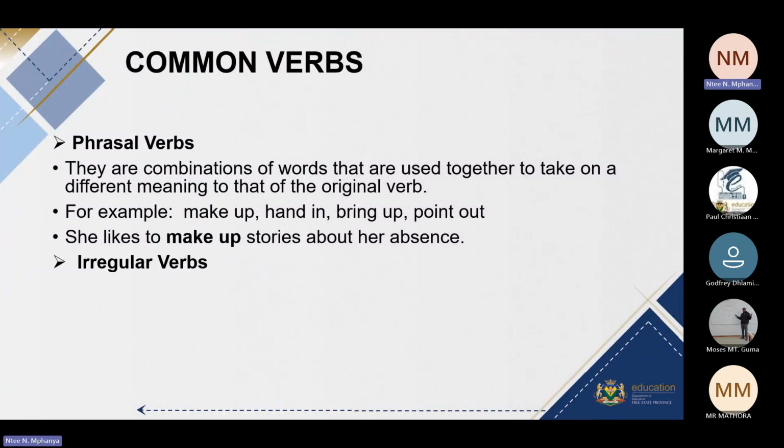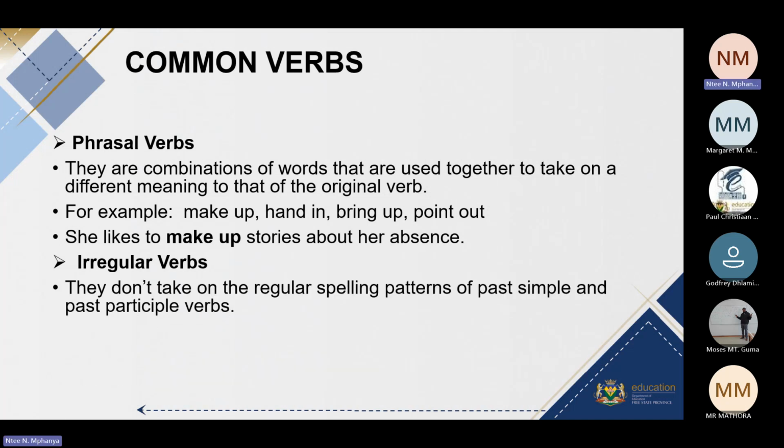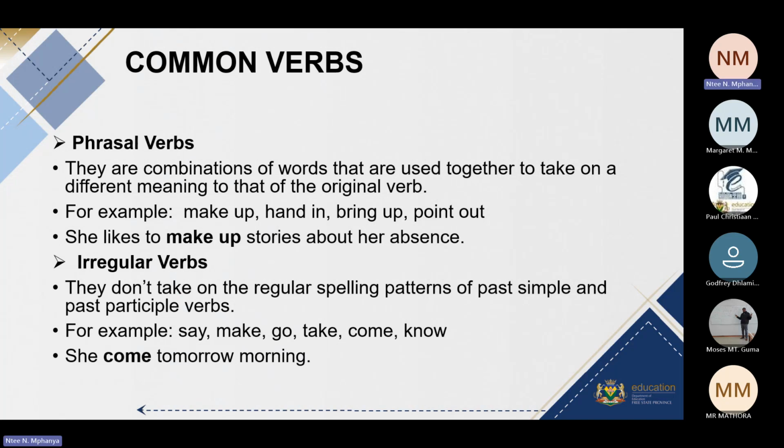Then we have irregular verbs. They don't take on the regular spelling patterns of past simple and past participle verbs. For example, say, make, go, take, come, know. She comes tomorrow morning.